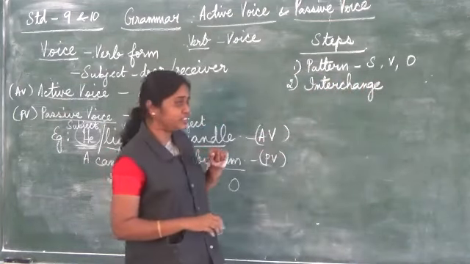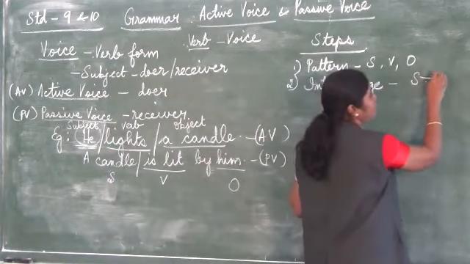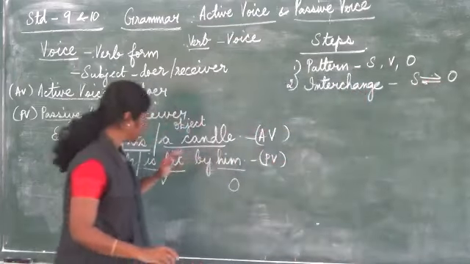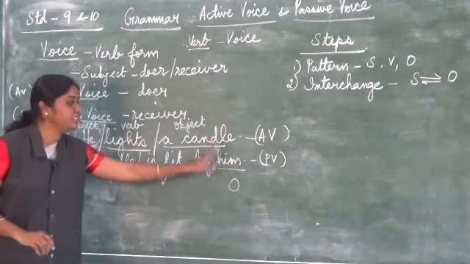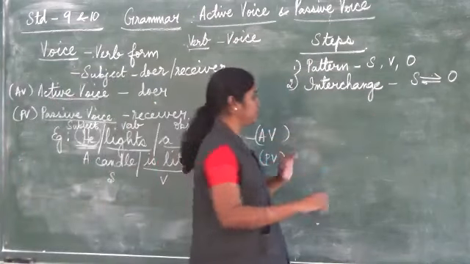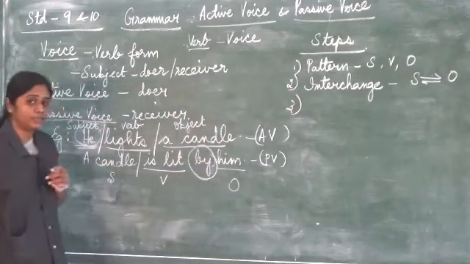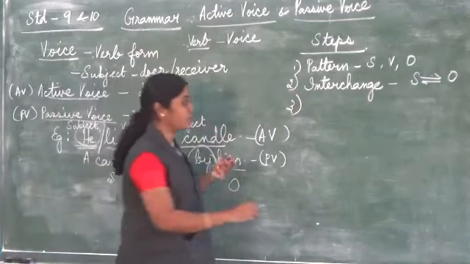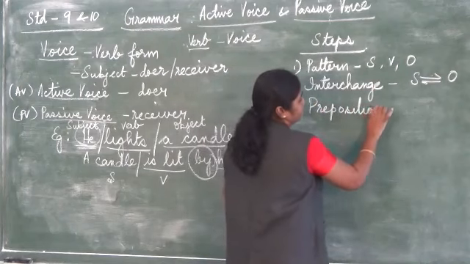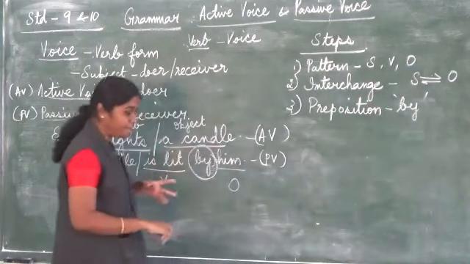So, what is the thing you are interchanging? You are taking subject to the object position and you are taking object to the subject position. So that is the interchange you are doing. Then the next thing, if you notice, we have introduced an extra word, by, and this by we usually call a preposition. So we have to add the preposition by in the passive form.